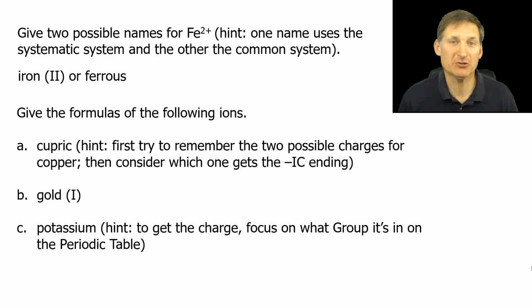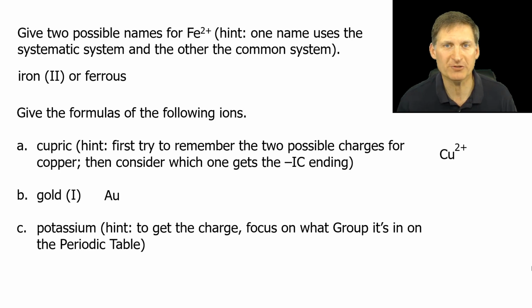Fe+2 can be iron 2 or ferrous. For the next one, you need to recall cupric is copper and is Cu. And then you need to remember the IC ending for copper means +2, because copper can be +1 or +2, and the higher charge gets the IC ending. Gold is Au, and the Roman numeral 1 tells us the charge is +1. Finally, potassium is K, and you can then refer to a periodic table and see it's in group 1A, and therefore has a +1 charge.